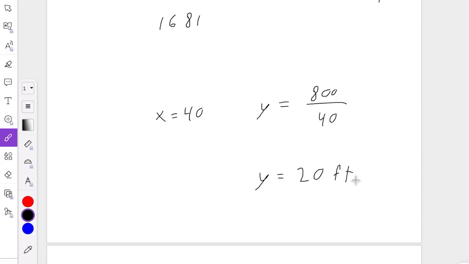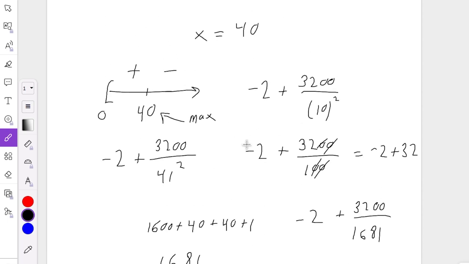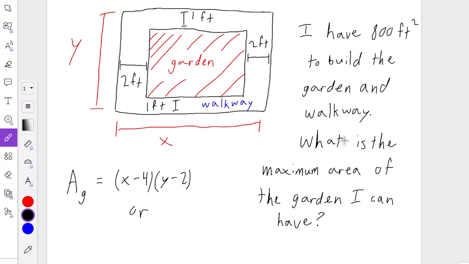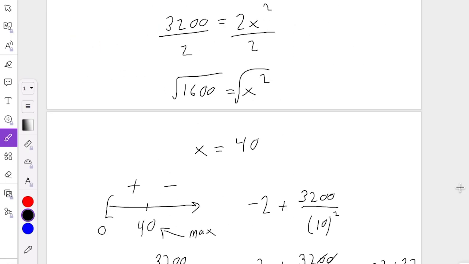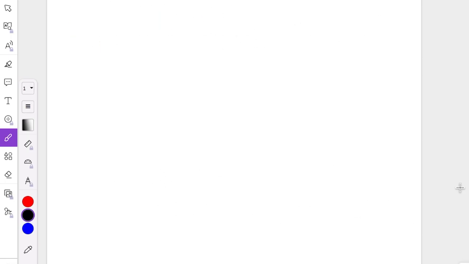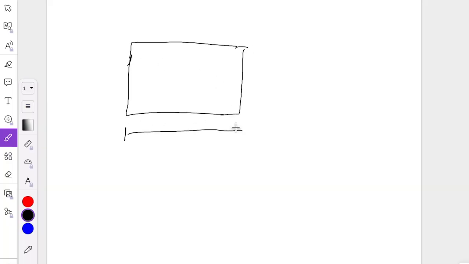And so units were feet this time. Be careful, because remember what the question was asking for? We wanted to actually find the maximum area of the garden, okay? So then let me just draw the picture one more time just to illustrate this. So we just said this dimension x was 40, the total. This dimension y is 20.